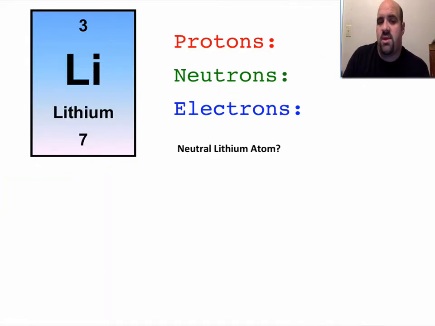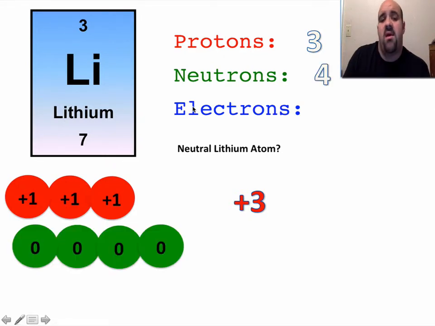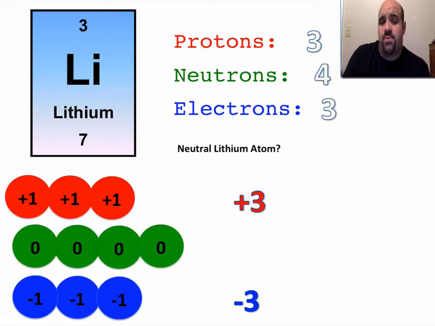But oxygen with a 2- charge. Lithium, number 3 on the periodic table, so lithium has 3 protons. That's a +3 charge. This atomic mass right here, average atomic mass is a 7, so we can say lithium has probably 4 neutrons, the most stable form of it. And of course, if it's neutral, we're going to have 3 electrons. They're going to balance out, they're going to cancel out with the protons.